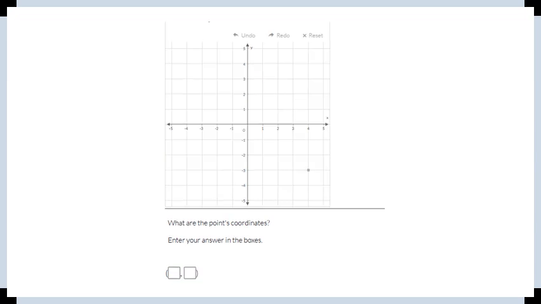Okay, what about this one? Well, I've got to do my x's first. 1, 2, 3, 4. And now I'm going to go down to get to my point. And since I go down, that's automatically negative. So I go down 1, 2, 3 spots. So 4, -3.